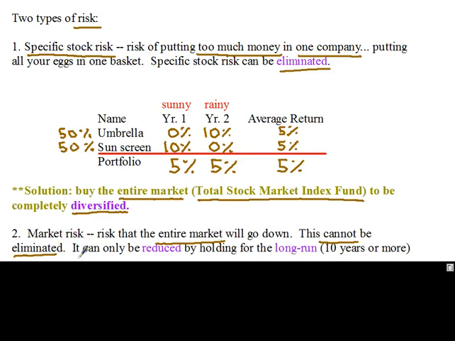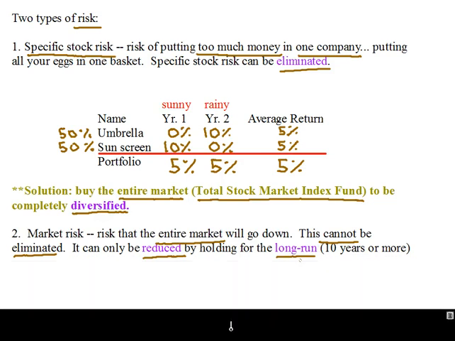However, you can reduce market risk. And the question is how? How can you reduce market risk? Well, you can reduce market risk by holding for the long run. So I want to look at a chart to kind of show that this is true.